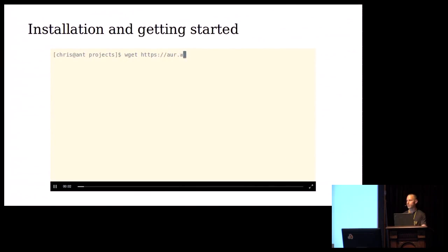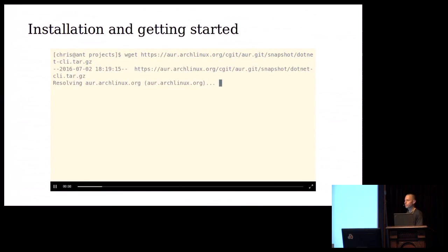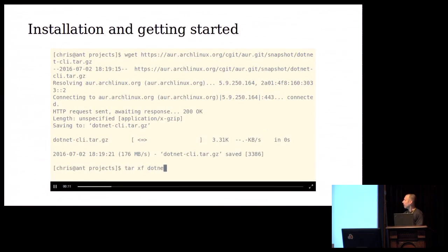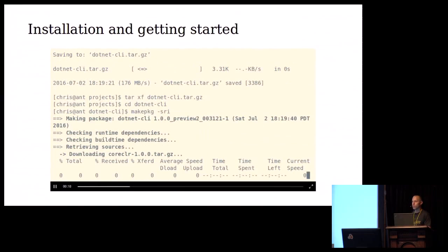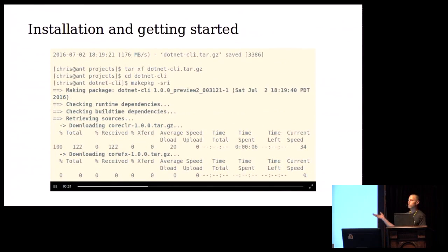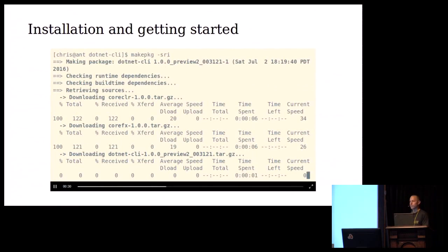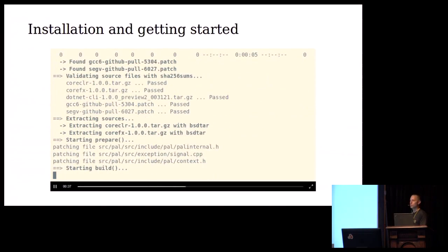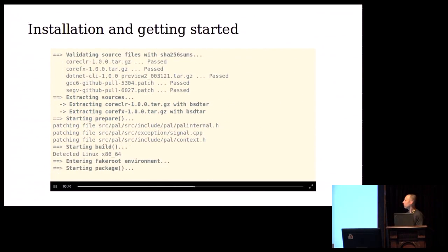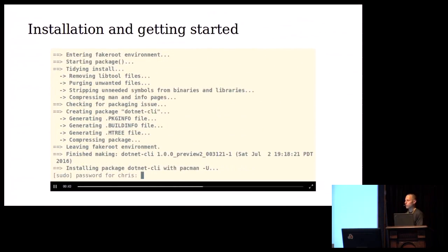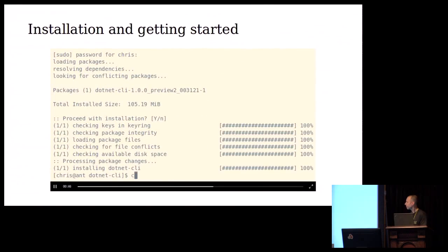The first thing we need to do is download the package data from the Arch user repository. Once we have that, we can unarchive it, and then we can go ahead and make the package. When we make the package, it will need to download a few different components, the runtime, and then the libraries, and then after that, it will need to download all the tooling. Once it has all that, we will need to actually compile the project and build it. Once we have done that, we can go ahead and install.